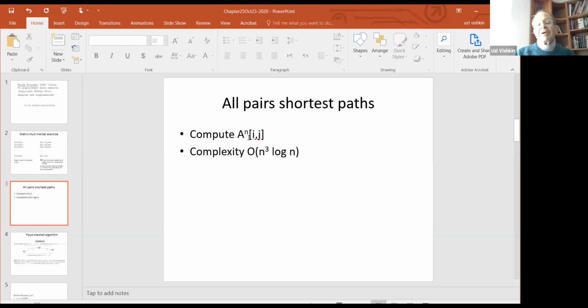And what can you tell me about the complexity of this algorithm? Each iteration is n cubed. And since you raise the matrix to the power of n in log base 2 of n iterations, the complexity will be the time for one iteration, which is n cubed, times log n, the number of iterations. Does this make sense to everybody?